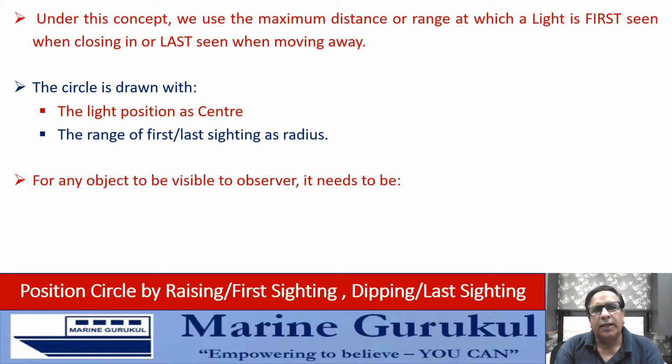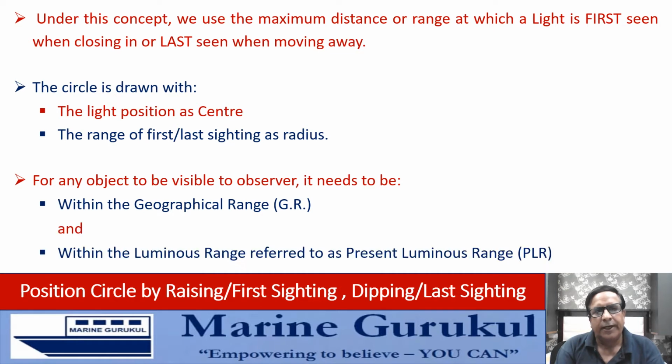For any light to be visible to the observer, it needs to simultaneously satisfy the following conditions. One, it must be within the geographical range of the observer, and two, the observer should be within the luminous range of the light, referred to as present luminous range. So it's important that first we understand the geographical range and the present luminous range.